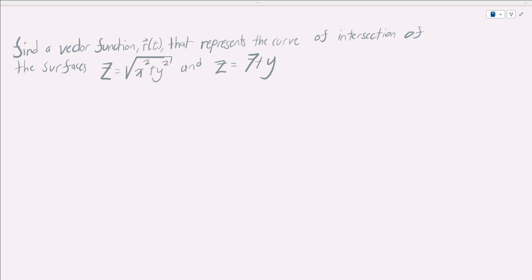Find a vector function r of t that represents the curve of the intersection of the surfaces z is equal to the square root of x squared plus y squared, and z is equal to 7 plus y. So the first step to solving this problem would be to set both of these z functions equal to each other. We can have the square root of x squared plus y squared is equal to 7 plus y. And we can say that they're equal to each other because they're both functions of z.